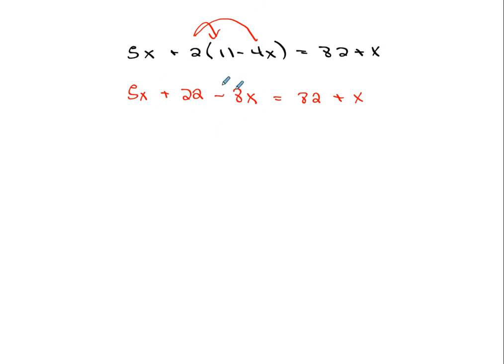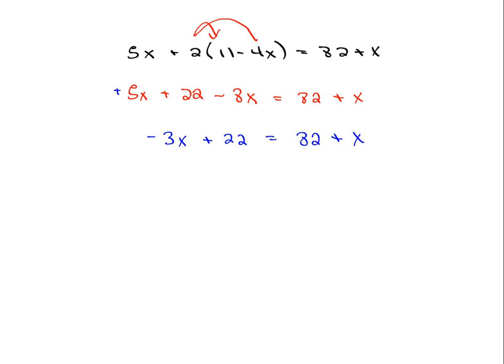Left side, let's simplify it. I have like terms here. I have a positive 5x, a negative 8x. Put those together and you get a negative 3x. Beautiful. Plus 22 equals 82 plus x.